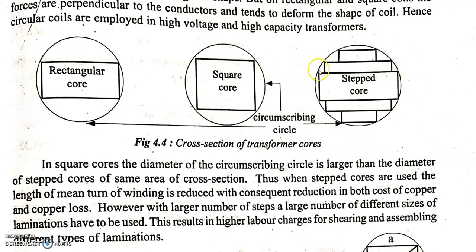The only drawback in the stepped core construction is that different shapes and sizes of lamination have to be made, and so the manufacturing and hence the labor cost will be more for designing different shapes and sizes of the transformer core. Also, assembling different types of lamination is a little difficult. So this is the comparison between different types of transformer core and different types of transformer coils.